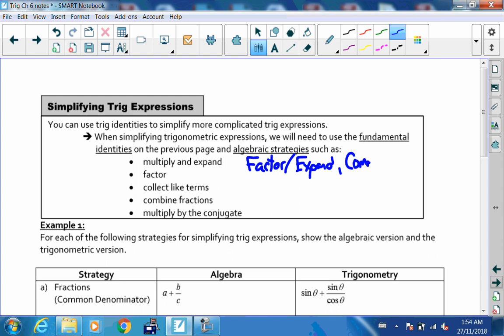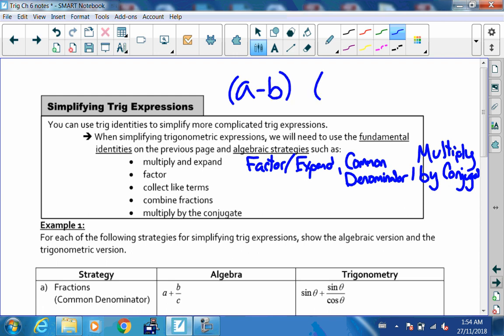common denominator, which is the same as combining fractions. I know that common denominator is not a verb, but I think it ought to be. I would put it forward as a verb. And then the last is multiply by the conjugate. If you've forgotten what the conjugate is, it's the equivalent term. So a minus b and a plus b are conjugates of each other.